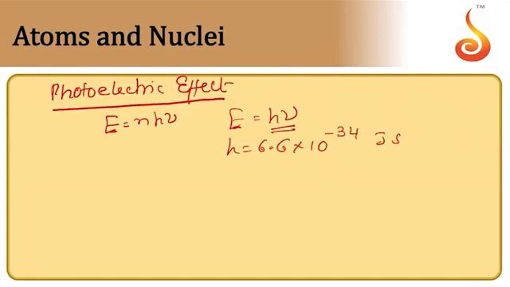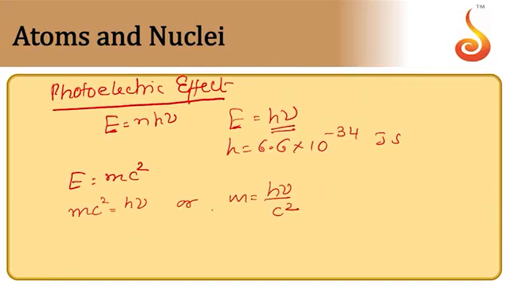And we know that from Einstein's mass energy relation, E is equal to mc square, and we can club them together to get mc square is equal to h nu, or the equivalent mass corresponding to an energy of h nu is m is equal to h nu by c square.